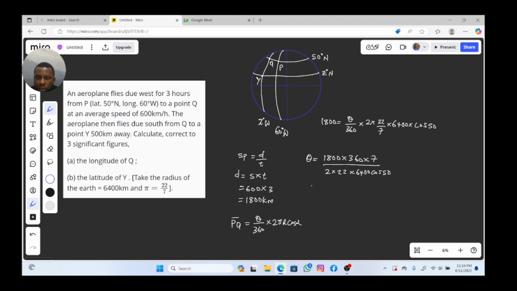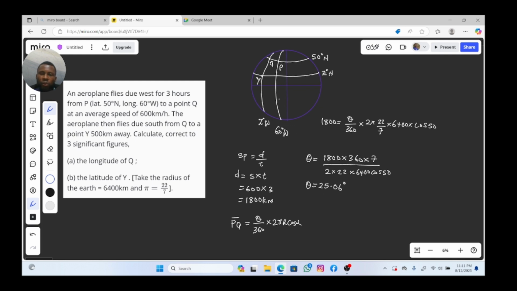So the theta after calculating this gave us 25 degrees. Okay, but not on the dot, it's 25 point something. 25.06 degrees. Okay, so that is the angular difference. So let us calculate. The first question says we should find the longitude of Q. So we'll use the angular difference there.